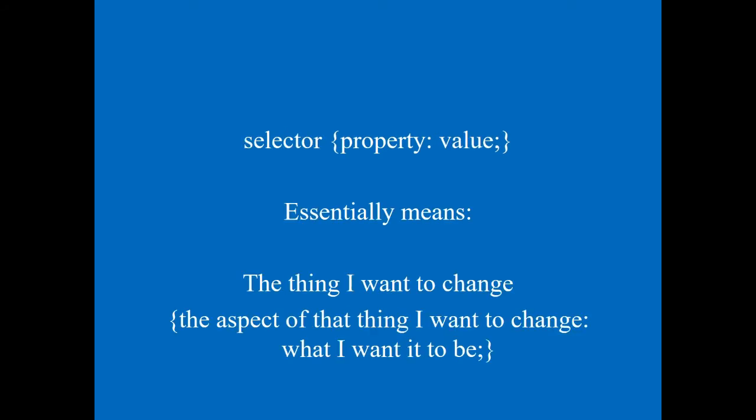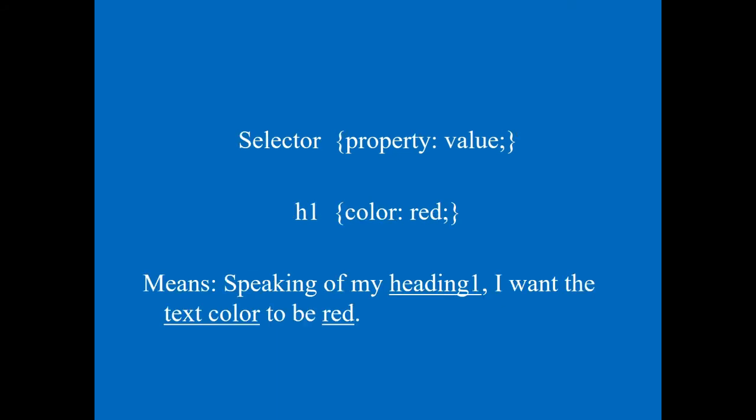Okay, so now see here, selector, property, value. Essential meaning here is the thing I want to change, the aspect of the thing I want to change, and what I want it to be. So that is called the selector, property and value, essential meaning.